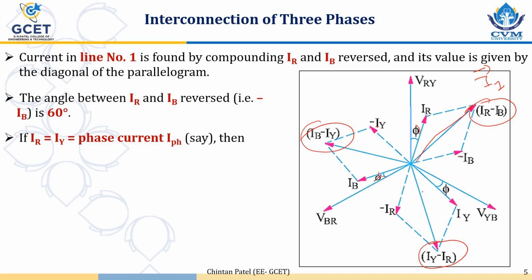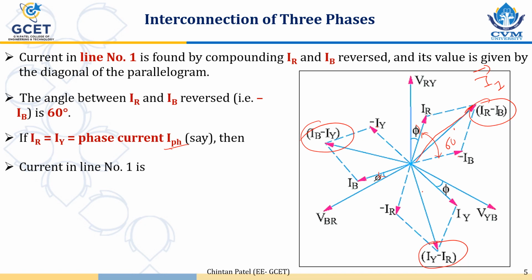Now, the angle between IR and IB reversed. So IR and IB reversed is this. This angle is 60 degrees. If IR is equal to IY, all the three windings are identical. So in all the three windings, the same current is induced. So we can say IR is equal to IY, and we can label it as I phase.